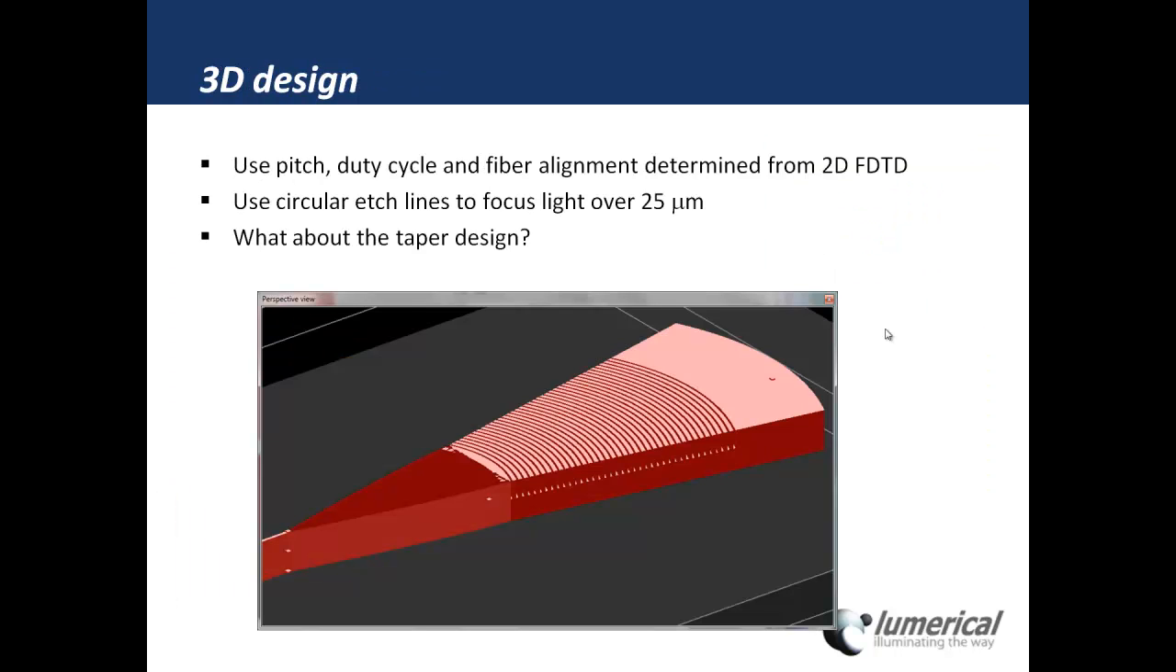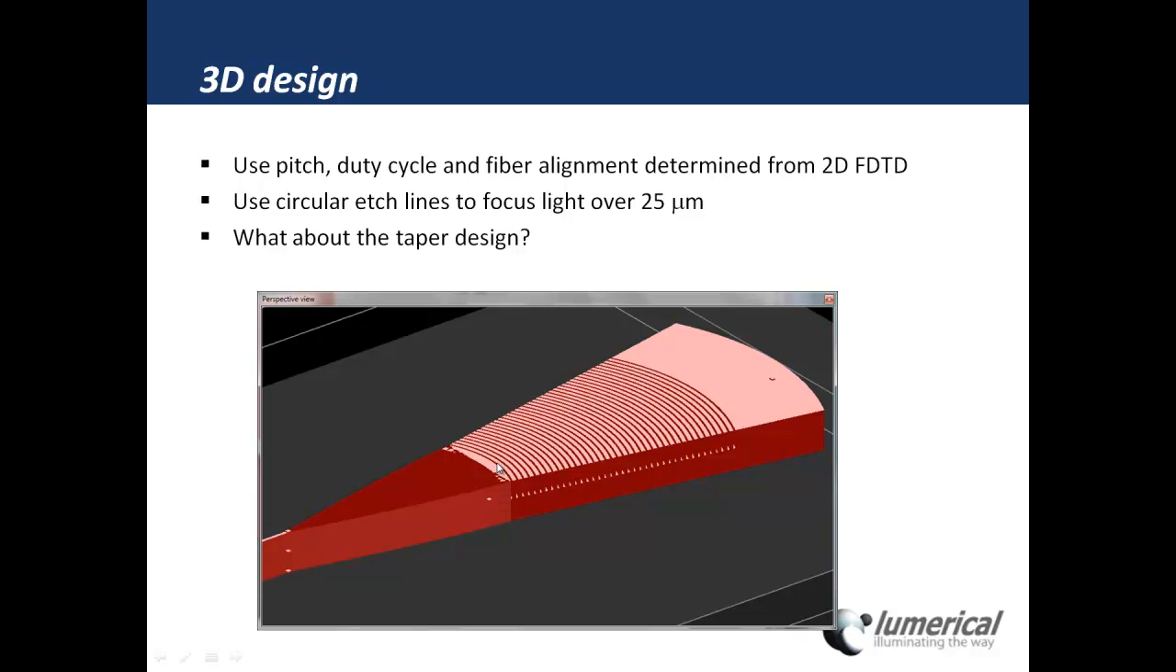So now in terms of the 3D design, we've got a good starting point. We can use the pitch, duty cycle, and the fiber alignment that we determined from the 2D FDTD. We can use circular etch lines, and in using the circular etch lines, we can try to focus the light actually down into a waveguide here. And the remaining question is, what shape should we use for this tapering section? Should it just be straight? Should it be parabolic, or what?